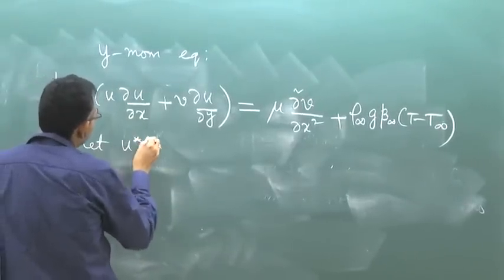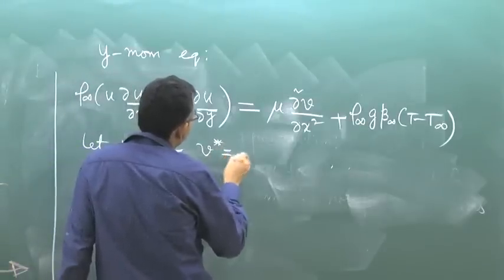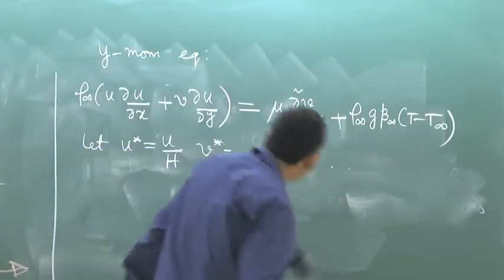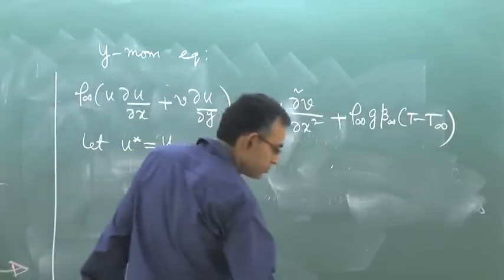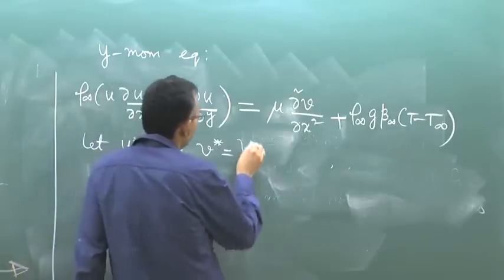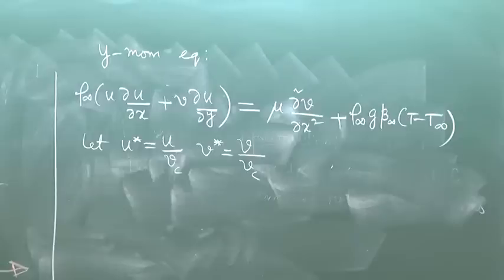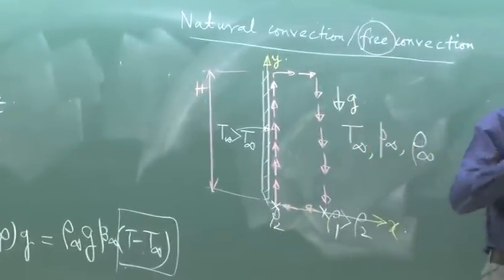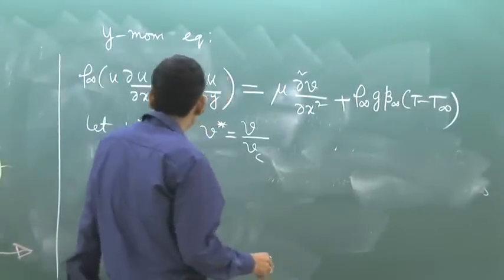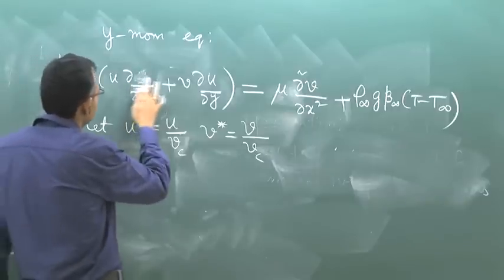Let U star be equal to U by the characteristic velocity, V star is equal to V by the characteristic velocity. This Vc is the characteristic velocity along Y, a reference velocity at which the fluid is flowing, some characteristic velocity.